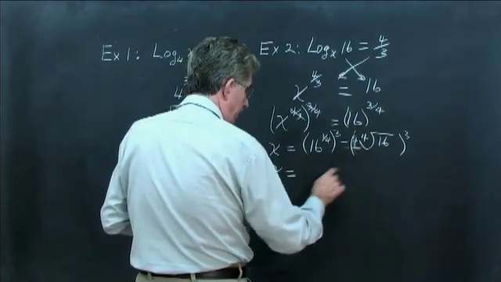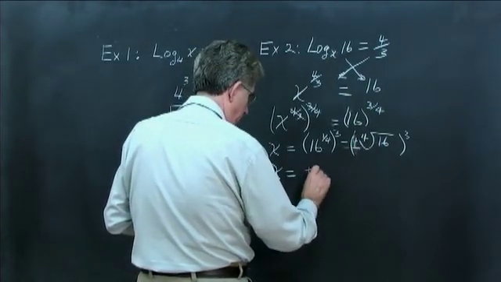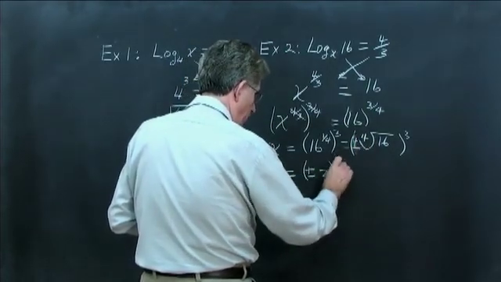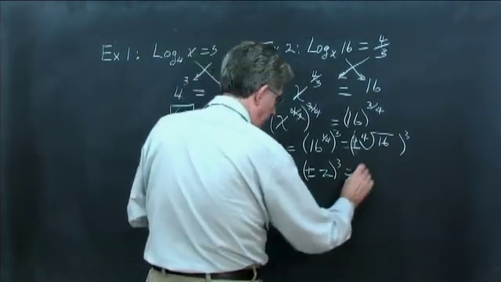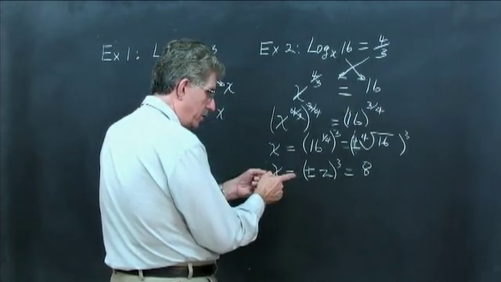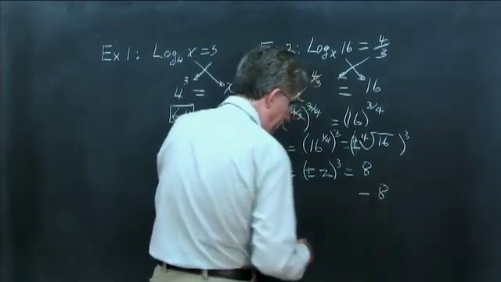And so plus or minus the 4th root of 16 is plus or minus 2, and that's cubed. Now, if you cube the plus 2, you'll get an 8. And if you cube the minus 2, you'll get a minus 8.